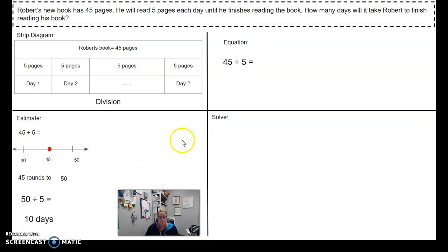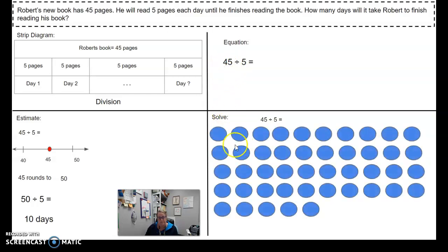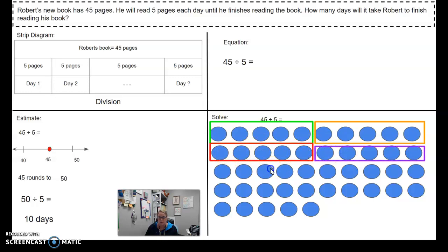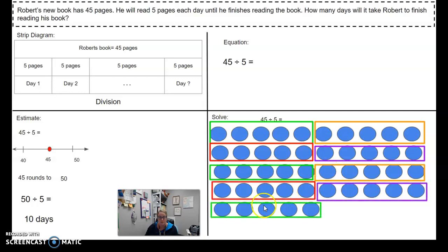So then we're actually going to solve. So I'm going to bring my equation down. So 45 divided by 5. The first thing I'm going to do whenever I'm dividing is, for this problem, I'm starting with my total of 45. So I'm going to go ahead and draw 45 circles. I know that there are 5 in each group, so I'm going to make my groups of 5. So I have one group of 5, 2 groups of 5, 3 groups of 5, 4 groups of 5, 5 groups of 5, 6 groups of 5, 7 groups of 5, 8 groups of 5, 9 groups of 5.